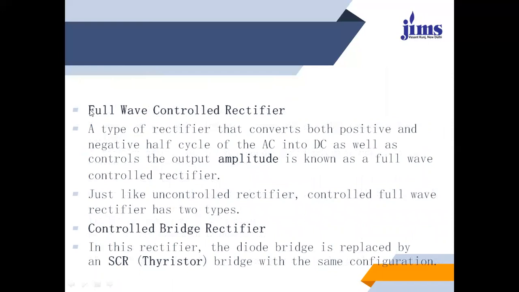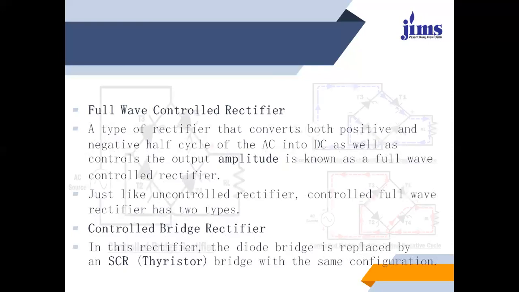Next will be the full wave controlled rectifier. A type of rectifier that converts both positive and negative half cycles of the AC into DC as well as controls the output amplitude is known as a full wave controlled rectifier. Just like the uncontrolled rectifier, the full wave controlled rectifier has two types. Controlled bridge rectifier: in this rectifier, the diode bridge is replaced by an SCR bridge with the same configuration.